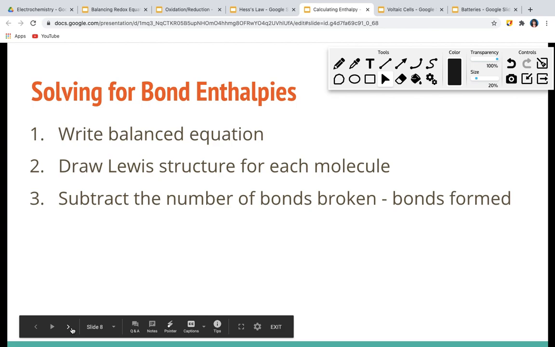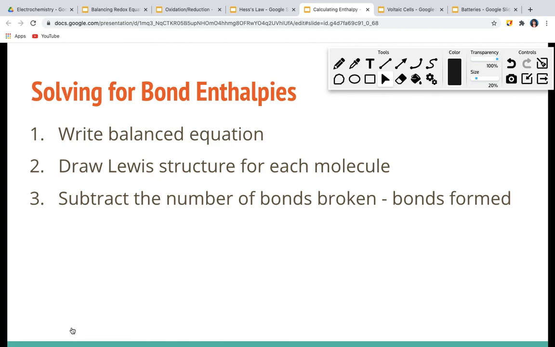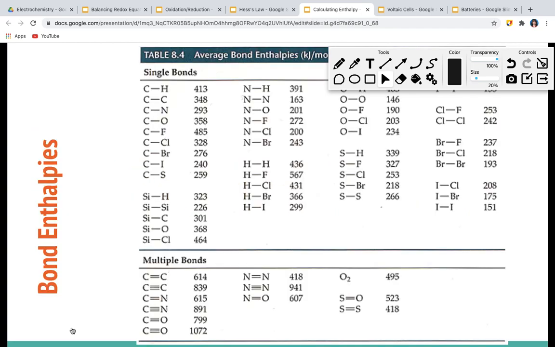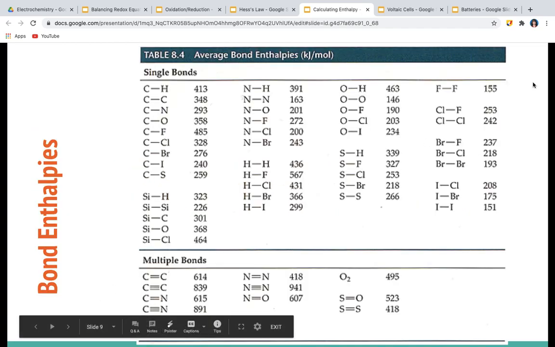So to solve for bond enthalpies, what we need to do is write our balanced chemical equation, and then we need to draw the Lewis structure for each molecule, and then we're going to figure out the total number of bonds broken and subtract from that the total number of bonds formed. Okay, so you have a separate chart here for bond enthalpies.